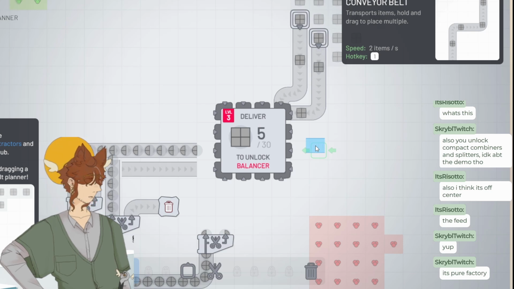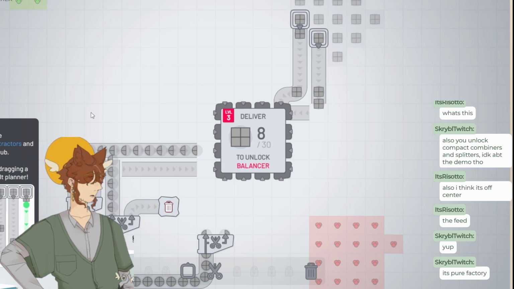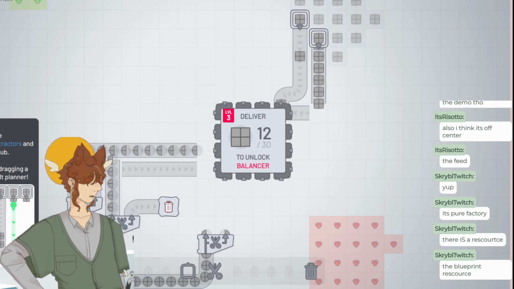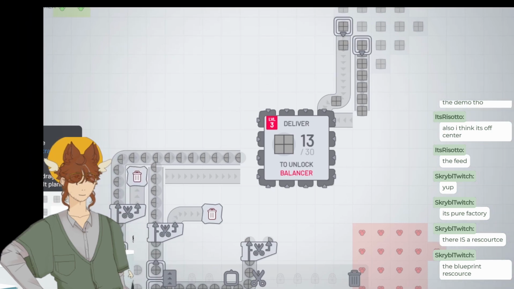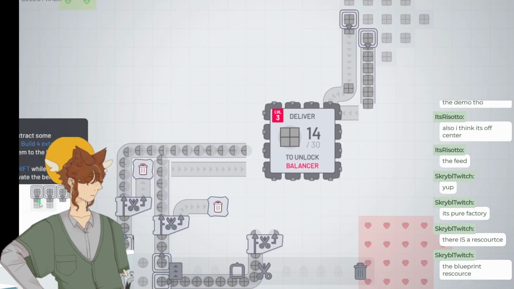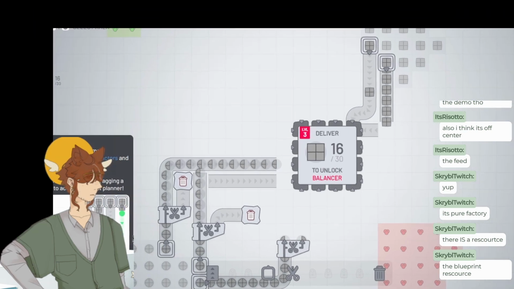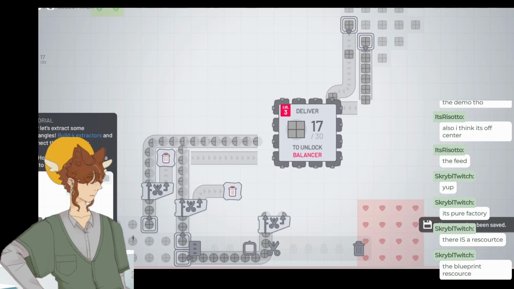It's pure factory. It's off-center. The feed. Oh, it's cropped. Yeah, I can uncrop it a little bit. I do know that it's cropped, I just don't usually uncrop it. Where is it? Browser. Because I don't want to. It's like either I can crop at the top or I can leave it.